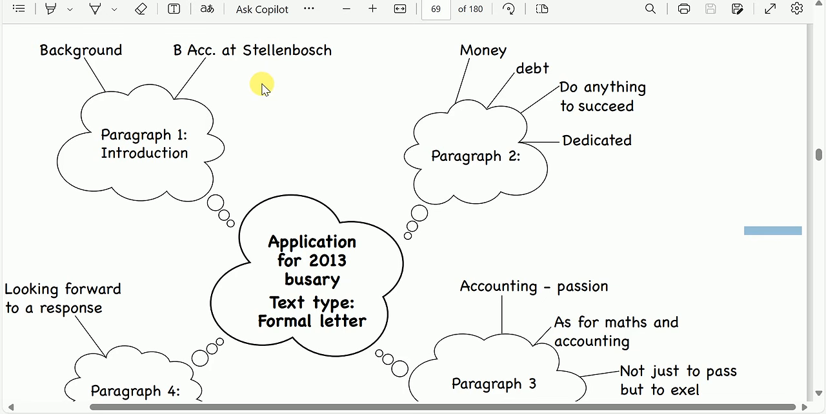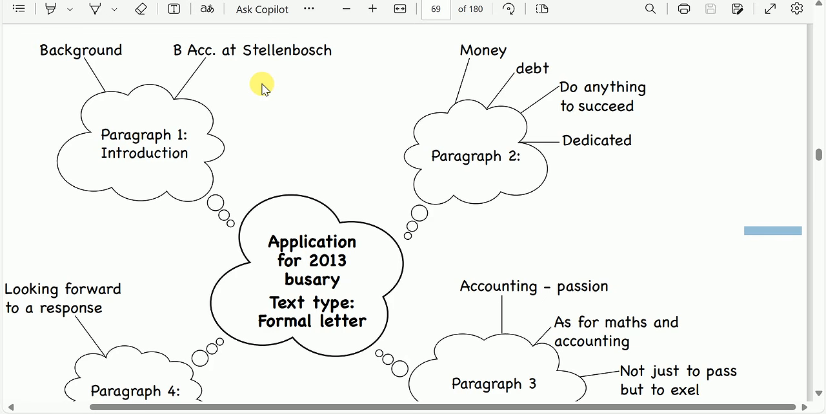That is a letter of application for a bursary to pursue a career in B.Ed at Stellenbosch University. So from the onset, when the person reads the letter, the purpose is already there in the first introduction.